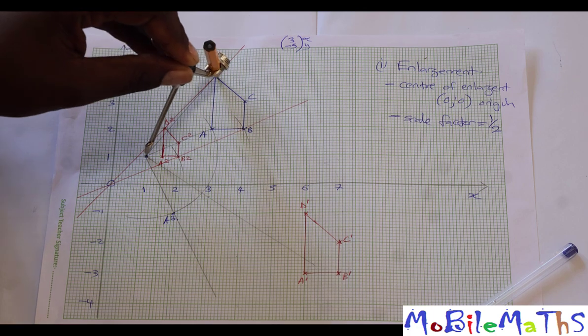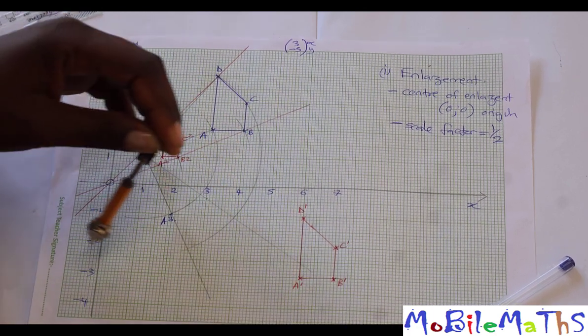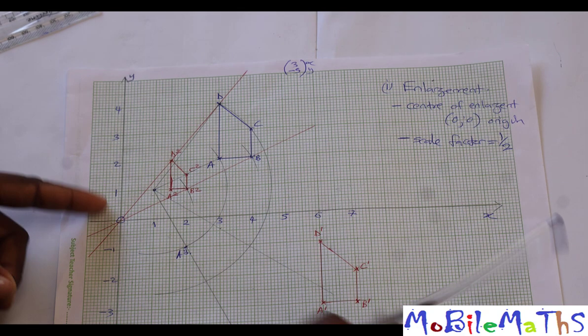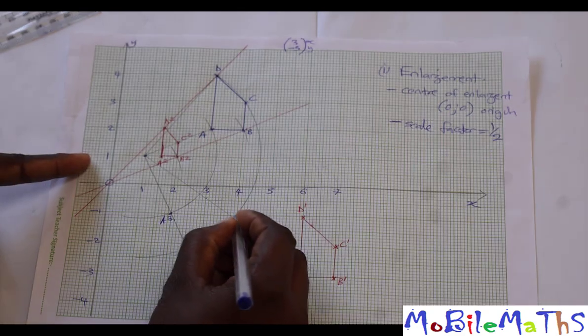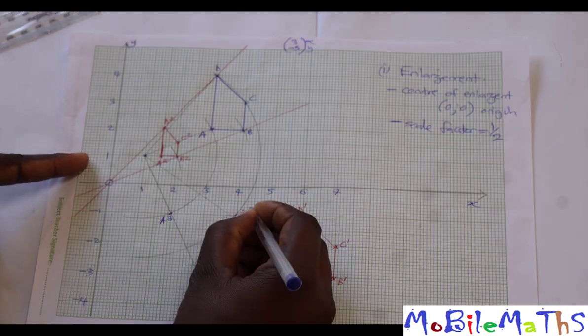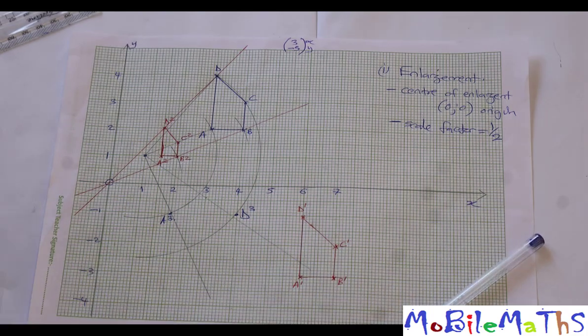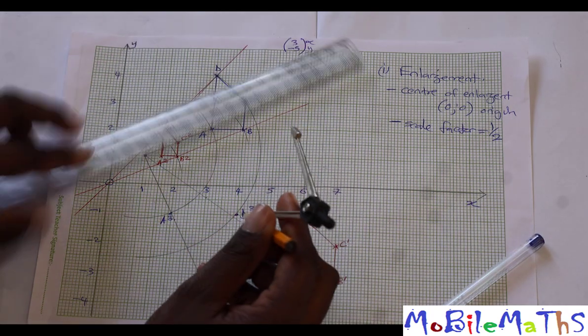Okay, then I'll draw a circle, like this. So it means my D is going to pass through this point here. This is going to be my D3. I do the same for C.